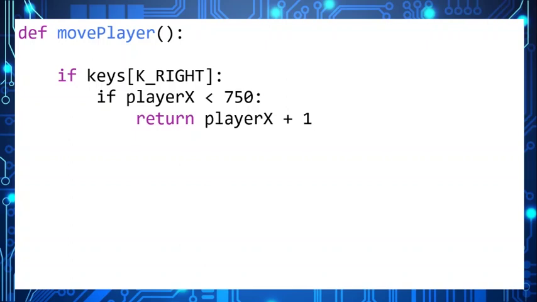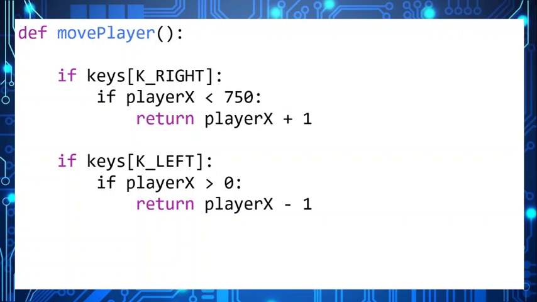Let's create our move player function. First, you check if the right key is being pressed down. So if it is, then you check to see if the player has already hit the rightmost wall. This means that the player's X value has to be less than 750 in order for you to move it farther to the right. We pick the value 750 because the width of the ship is 50 pixels.